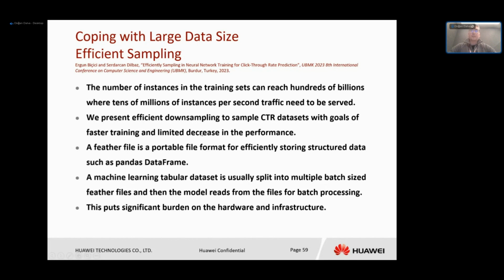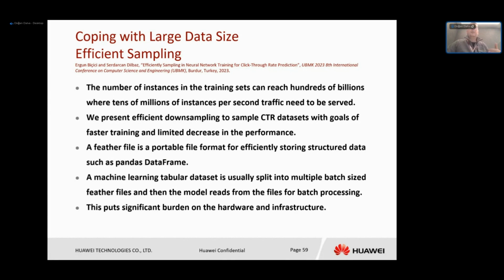For this, we use feather files, which are used to store data sets in a portable format. The data set is split into multiple batch-size feather files, and then the data is read from these. But this is not very efficient because reading from the file takes computational and hardware resources, energy, and time.